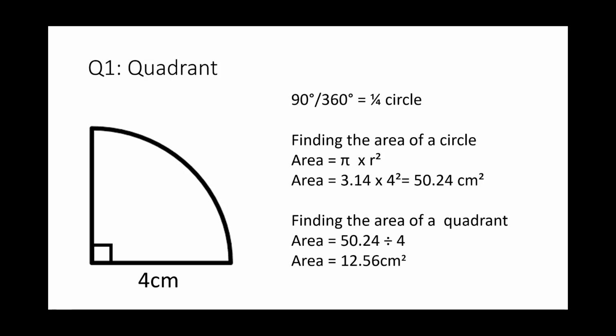Now that we know the area of a whole circle, it's time to look for the area of the actual quadrant. Since a quadrant is a quarter of a circle, all you need to do is divide 50.24 by 4, and you will have 12.56 centimeters squared.